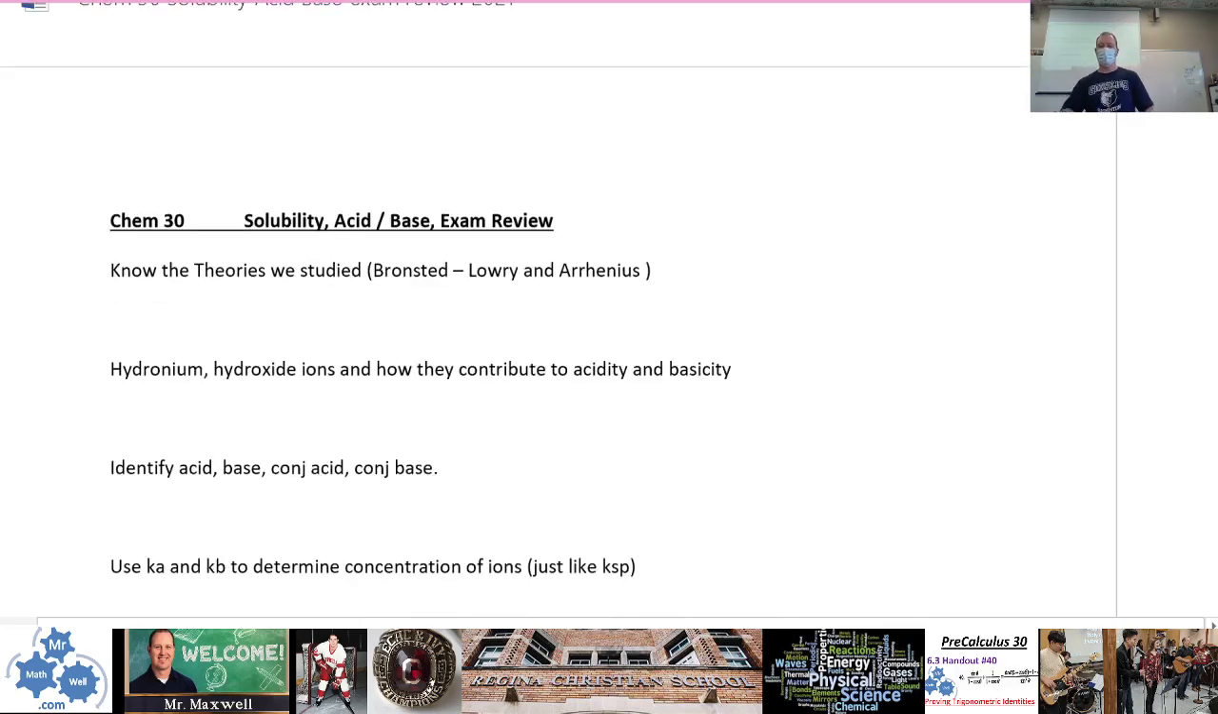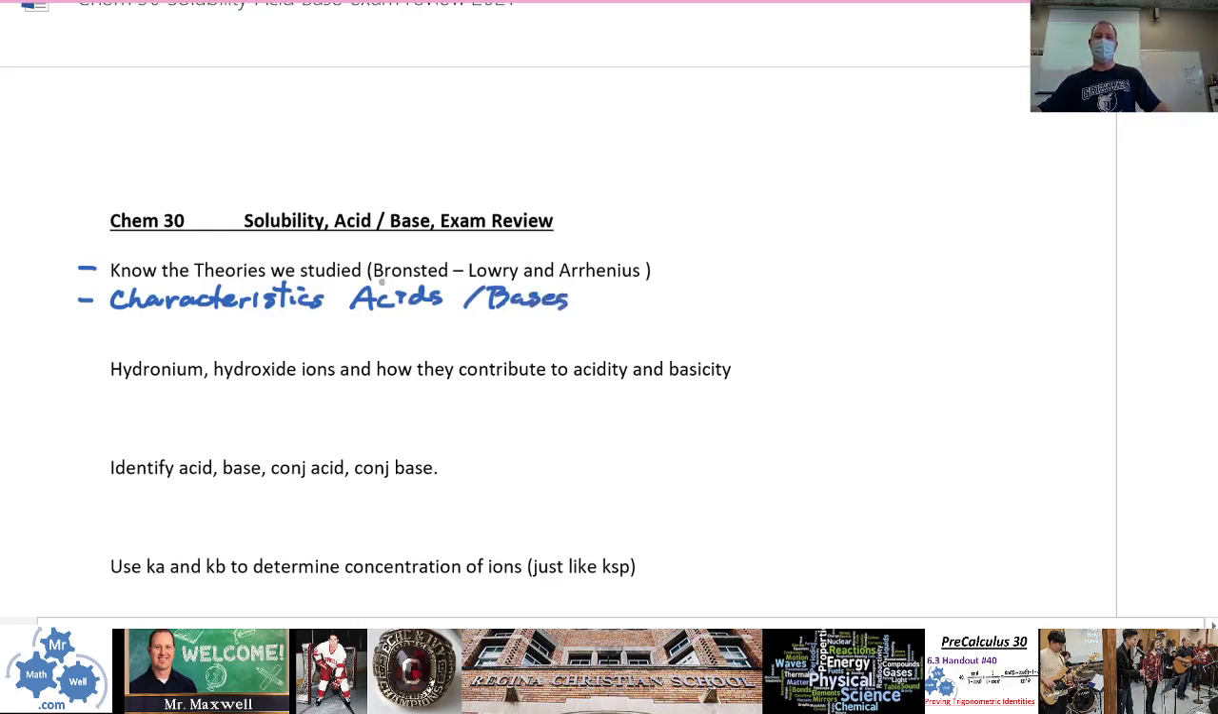So some of the important things you need to know are the theories that we studied. We studied the Bronsted-Lowry theory and the Arrhenius theory for acids. We talked about what acids are, what bases are, and some characteristics. I didn't write this down, but you can certainly jot that down. The theories are important, right? You also might want to include the characteristics of acids and bases. That's a bit of a given, and of course that leads into the theories.